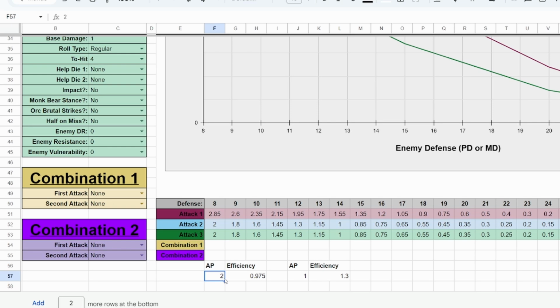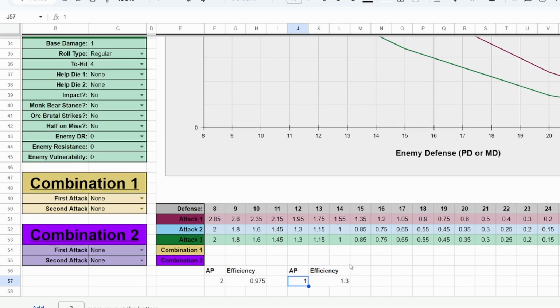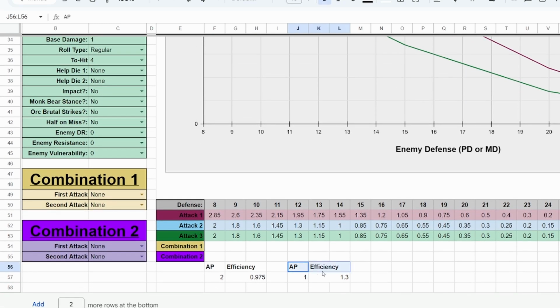So what does this show me? Well, this first number here is the efficiency of power attack, right? Power attack has a little less than one damage per AP. Whereas if I'm not using power attack, then I'm going to have 1.3 damage per AP spent, right? The efficiency of that AP is still greater, right?